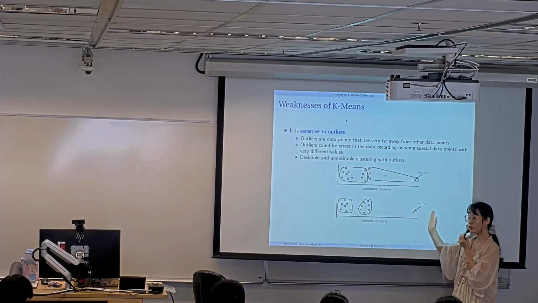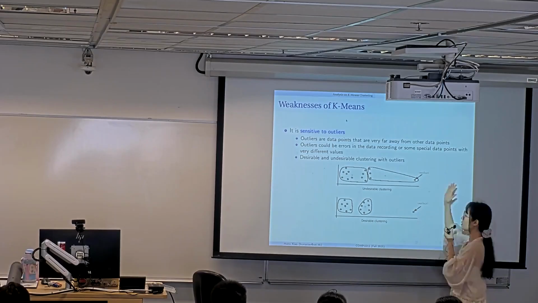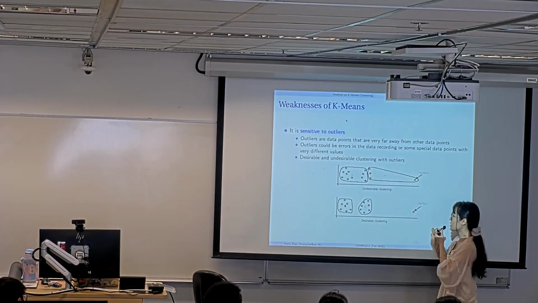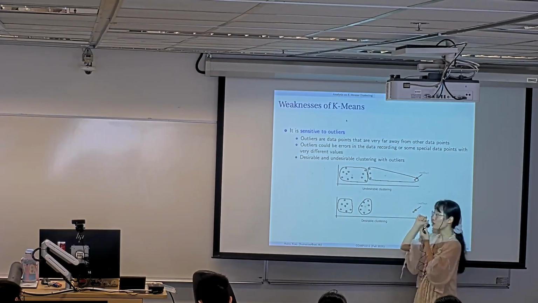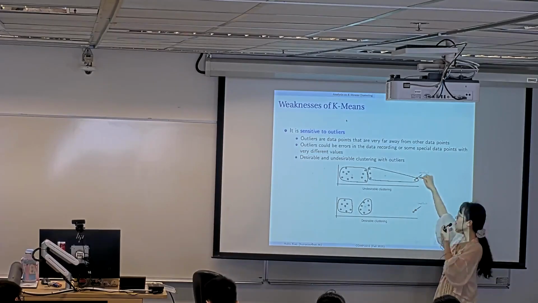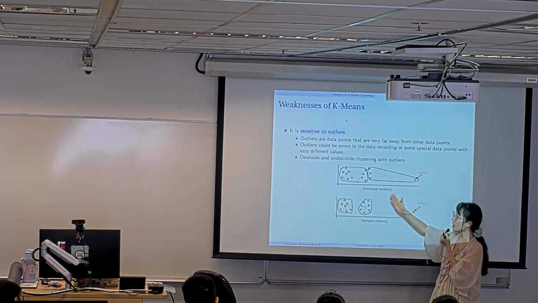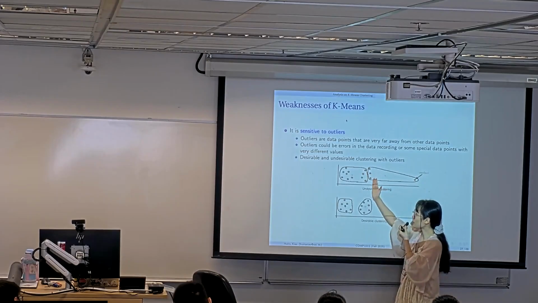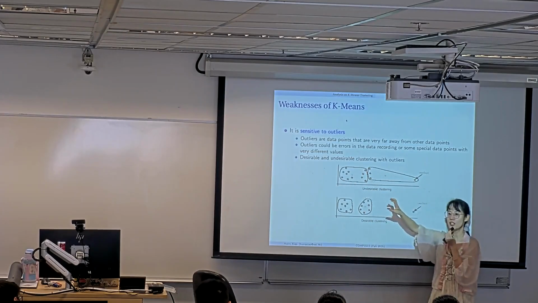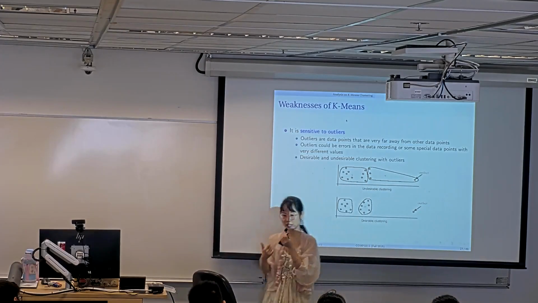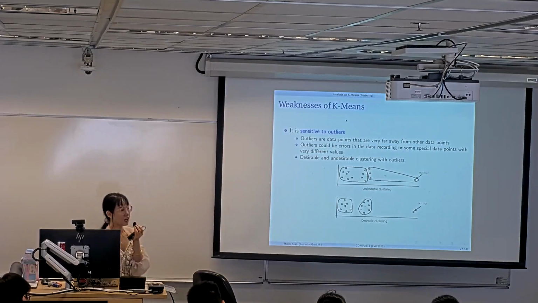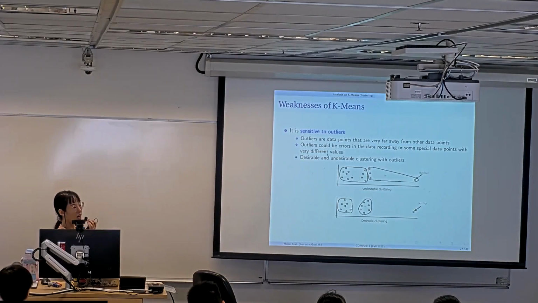But if we ignore the outlier and put it into the clustering algorithm, we will end up with an undesirable clustering. In order to accommodate this outlier, these 4 points will also be clustered to the left cluster, which is not a natural clustering result. Then how do we deal with this outlier? How can we spot that this is an outlier and kick it out?